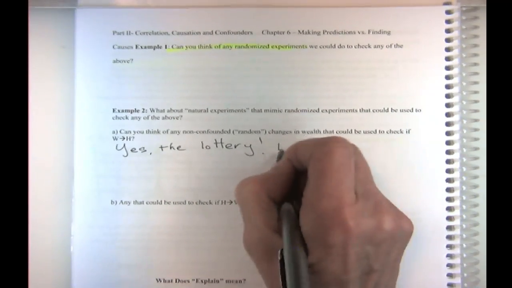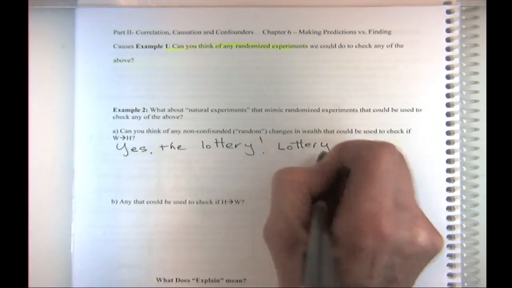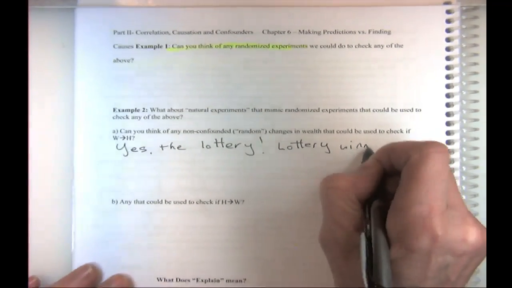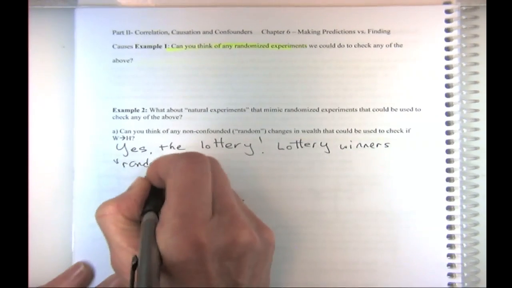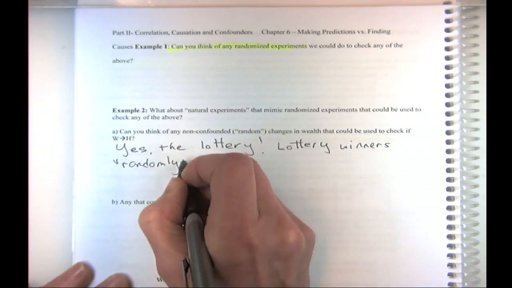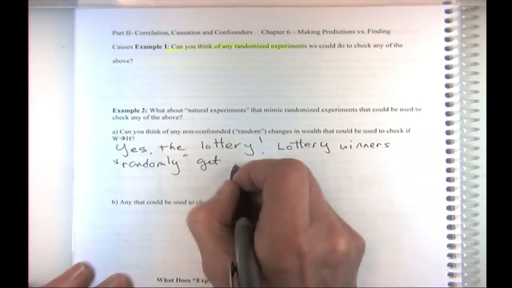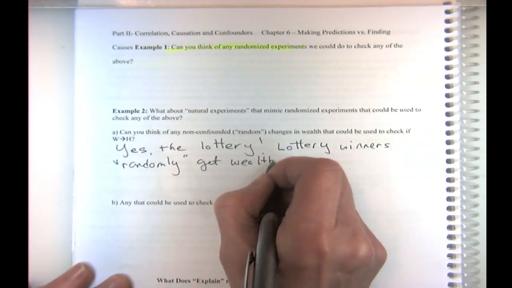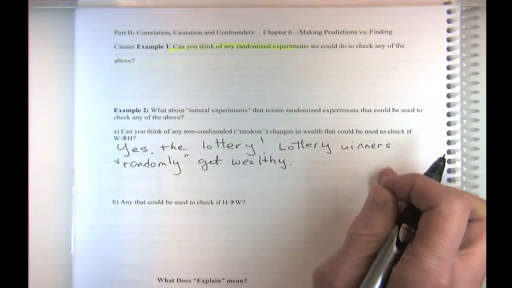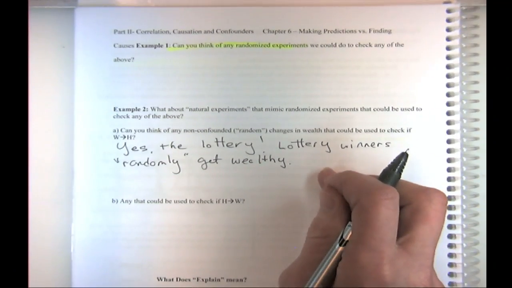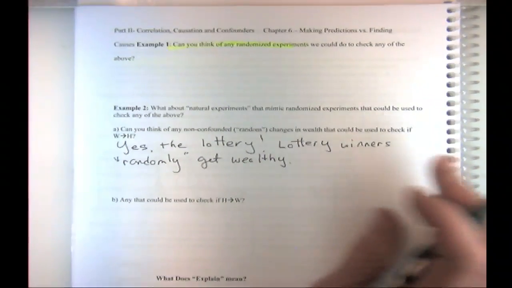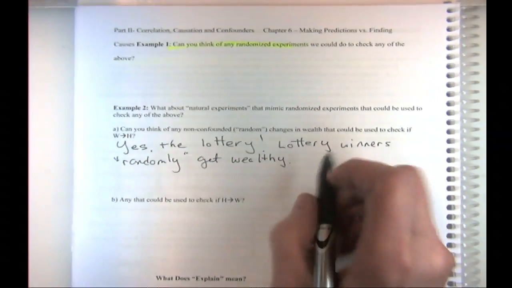So lottery winners, that's a great idea. Randomly get wealthy. And you compare them to lottery losers, not just to the general population, but to the other people playing the lottery. And then, does their health improve?